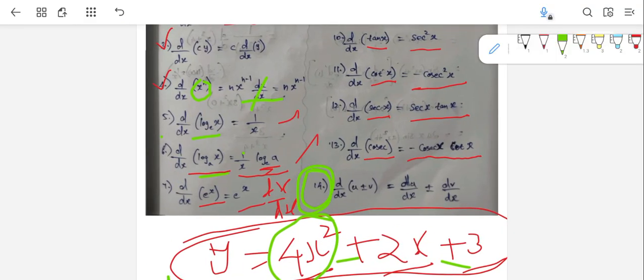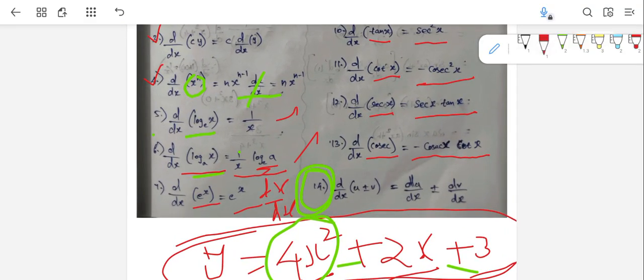This is the standard outcome. See here clearly, I have written it here. When you need to differentiate two quantities in addition or subtraction, let's say u and v, u plus v or u minus v, and you want to differentiate with respect to x, then you can write it as du by dx plus or minus dv by dx. You can differentiate both parts separately, and then just add or subtract as it is in the question or in the left hand side. That's what we have done here also.